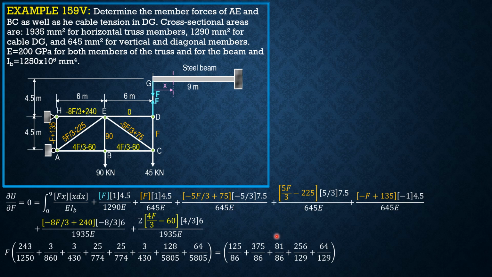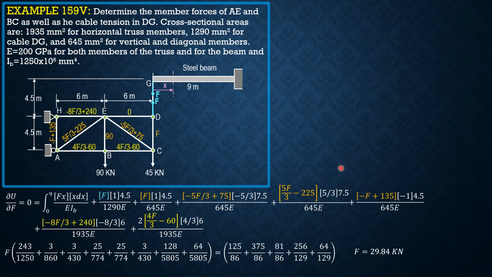All these constants are negative, so that's why when transposed to the right, they become positive. So for instance, 75 times 5 thirds times 7.5, then divided by 645, gives 125 over 86 for this. Then negative 225 times 5 thirds times 7.5, this is the result, and so on and so forth. They are all negative, so transposed to the right, they become positive. So from there, we can solve for F.